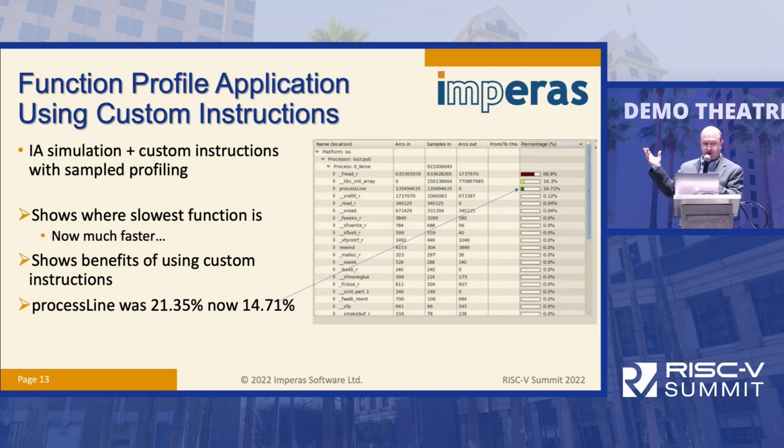And actually here we see that process line was reduced from 21% to 15% of the execution time. So we're trying to, with these custom instructions, remove a bottleneck in execution and improve execution this way. So here we've got custom instructions actually as a means of doing architecture analysis, architecture exploration, and optimization.